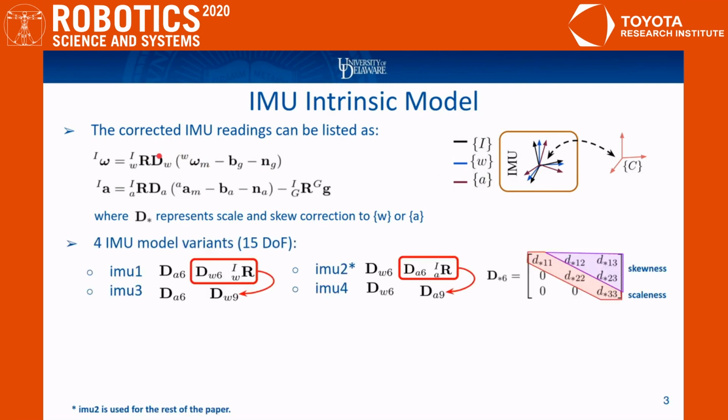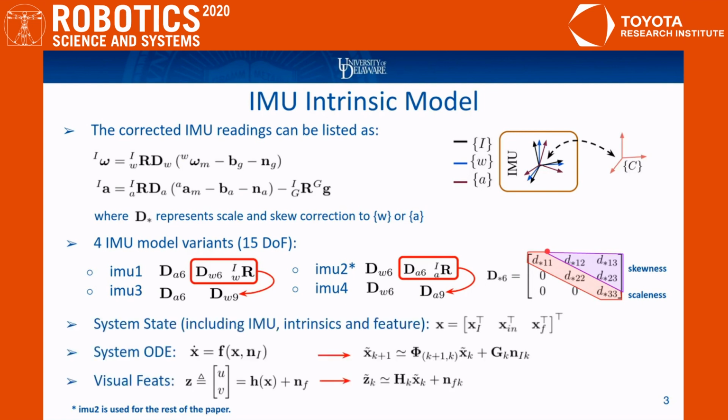By choosing which parameters for calibration, we can define four IMU model variants. Each contains 15 degrees of freedom. We use IMU2 for example. It contains DW6, DWA6, and the rotation from A to I. The D matrix contains two parts. The diagonal represents the scale correction. The upper triangular represents the skew correction.